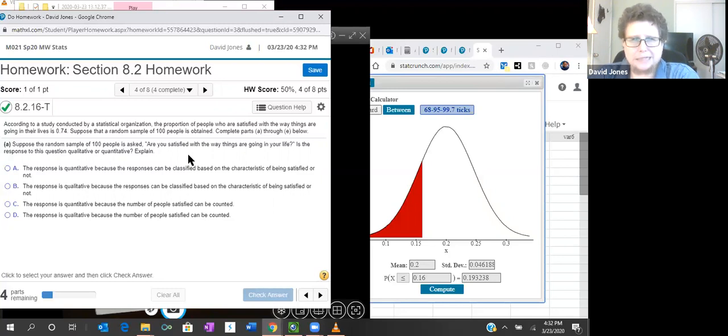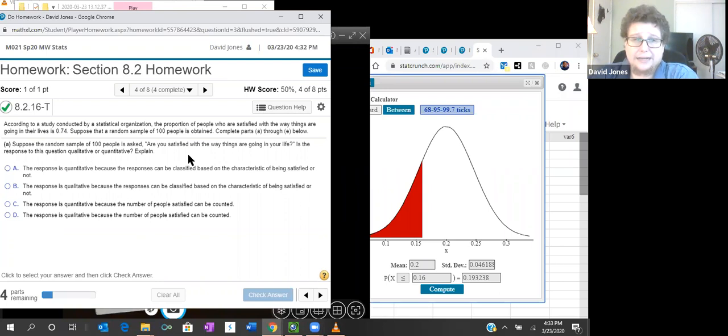What are the possible answers to are you satisfied with the way things are going in your life? Yes, no, I'm not sure. Kind of. I mean, you can get some vague answers, but you can usually break it down to yes or no. None of those are numbers. Since they're not numbers, the response is qualitative.